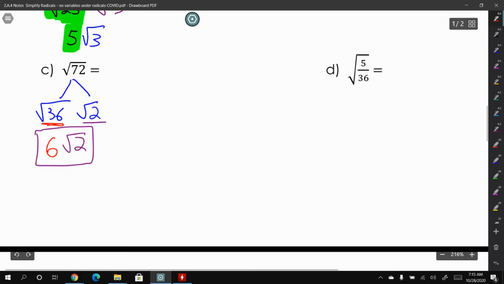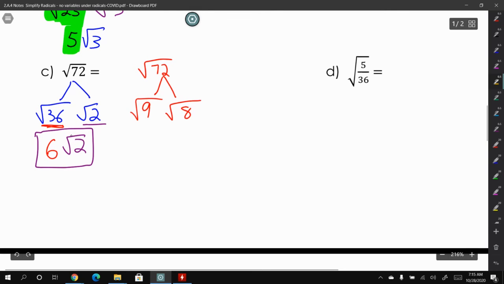However, if you can't see that 72 is 36 times 2, you can start smaller. You can start with 4 or 9. So if we have the square root of 72 and we break that up into the square root of 9 and 8, and then you say, okay, the square root of 9 is 3, and then we're left with the square root of 8.